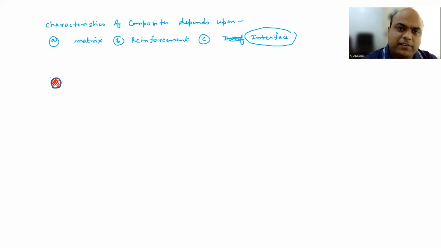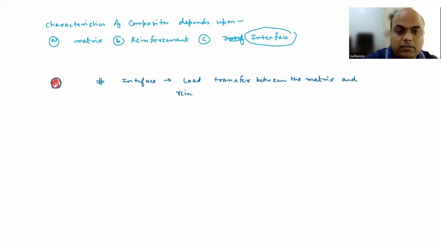Other than that, you have the effect, obviously, of processing parameters, how these composites are going to be fabricated. So interface becomes important. Why? Because the load transfer takes place from the interface itself. This was also discussed before. So load transfer between the matrix and reinforcement takes place through interface.